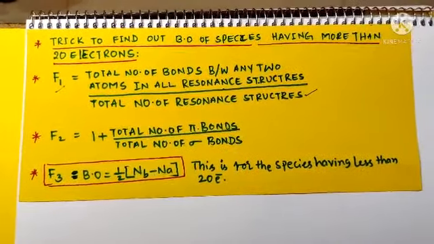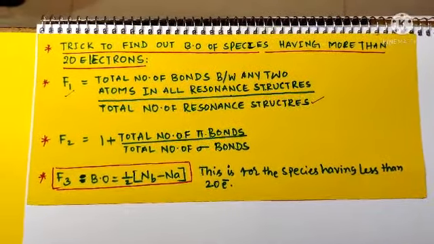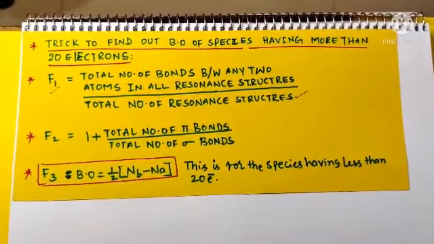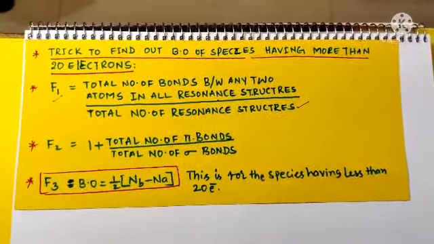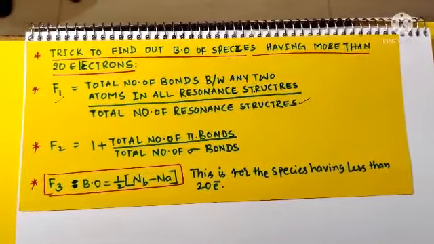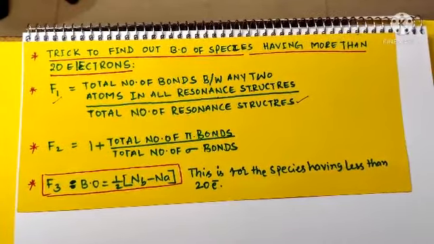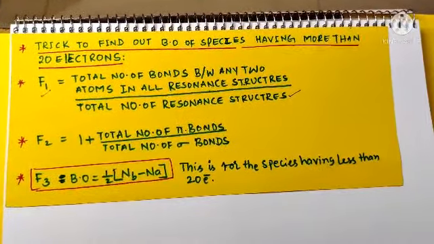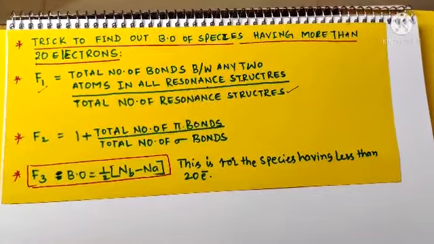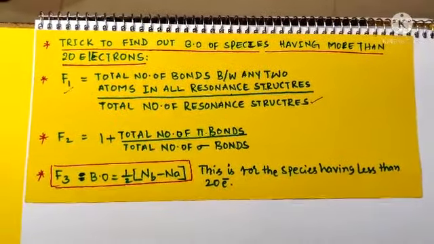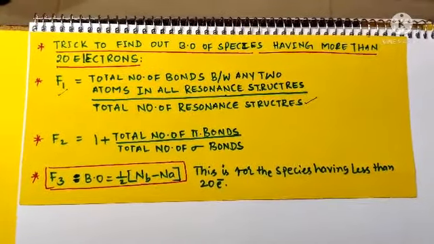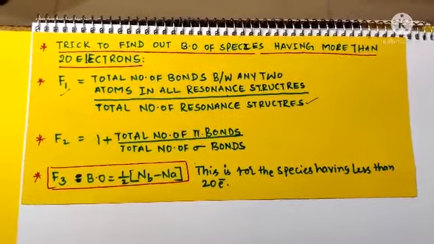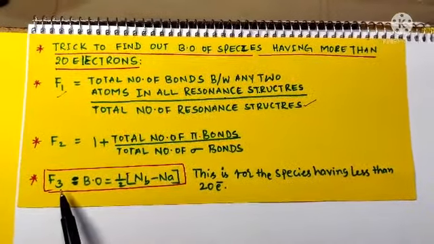Hello students, here is a simple trick to find out the bond order of a species having more than 20 electrons. Formula 1 is the total number of bonds between any two atoms in all resonating structures by the total number of resonance structures. Then another formula is 1 plus total number of pi bonds by total number of sigma bonds. One more is there. Later we'll discuss it in the next video.